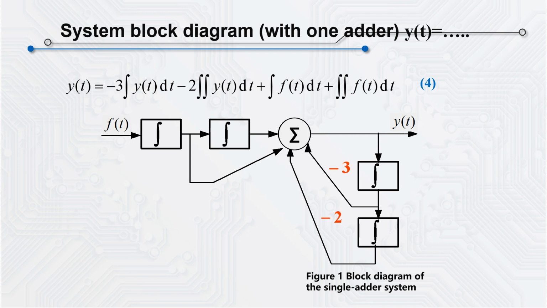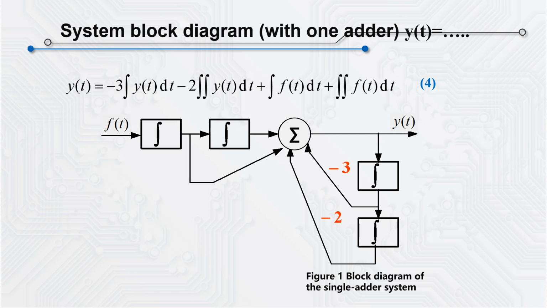Let's look at this adder. The output is y(t). It is exactly the output of this adder. This adder consists of 4 inputs. One of the inputs comes from the first order integration of f(t), and it enters the adder after it is integrated twice.